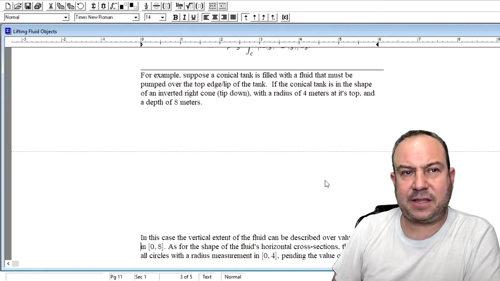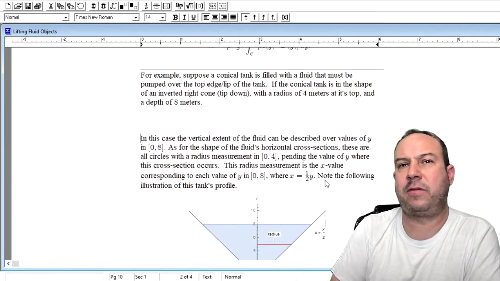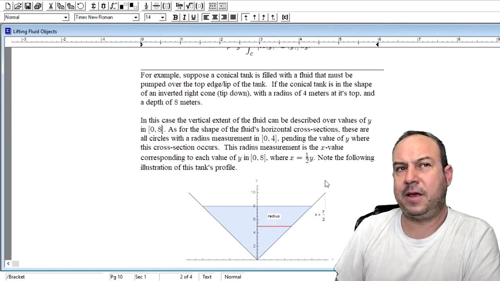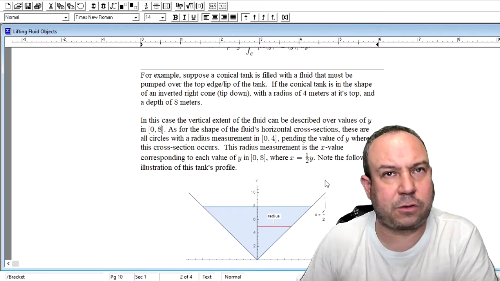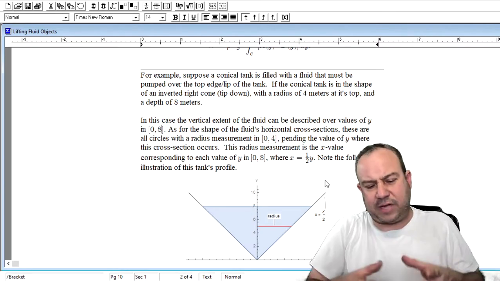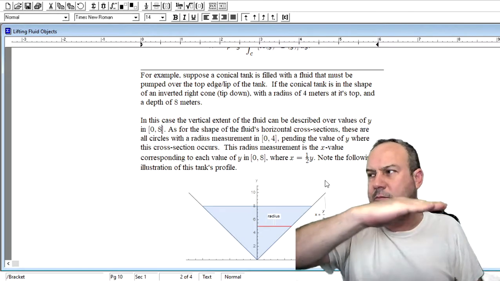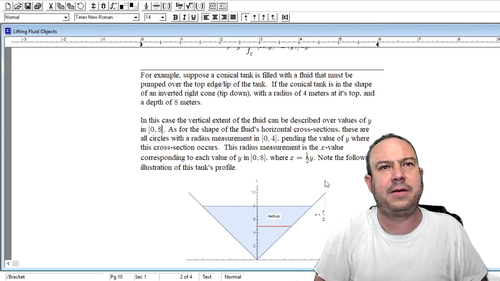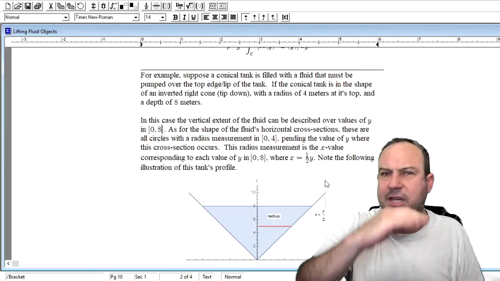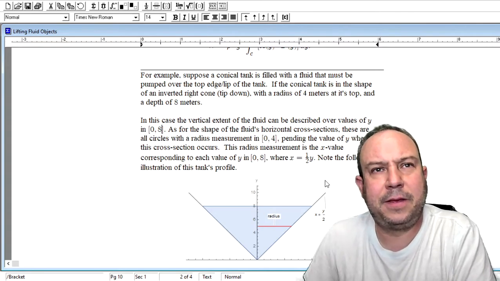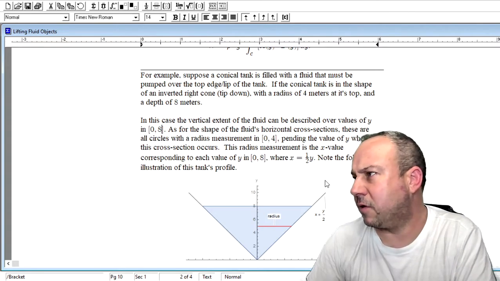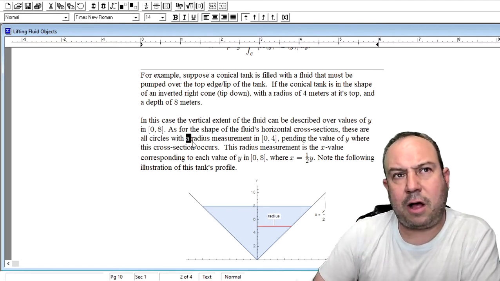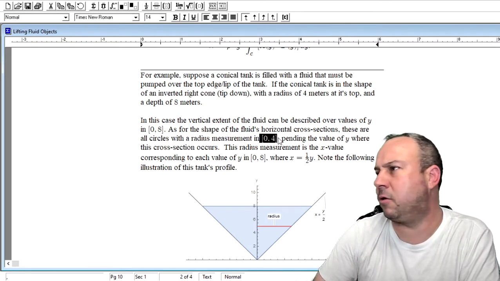Well, the vertical extent of the fluid can be described over values of y in the closed interval from 0 to 8. As for the shape of the fluid's horizontal cross sections, if we take a cone and divide it up horizontally when it's oriented tip down, all of its cross sections are going to be circular in shape. We know how to find the area of a circle, it's pi r squared. And these circles are all going to have a radius somewhere between 0 and 4.